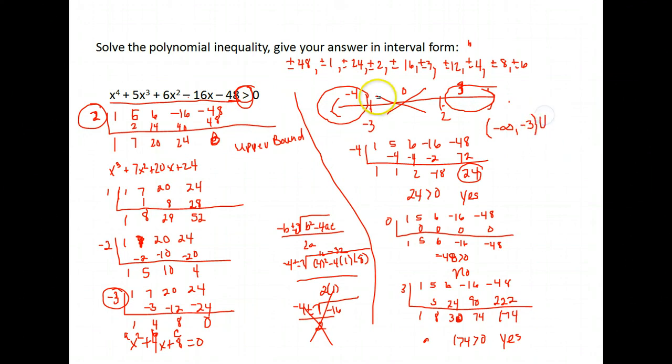Put a little union to join our two sections together, and then we're going from 2 to infinity. Infinity always gets the parenthesis, and then we go again. We only wanted answers greater than, not equal to 0, so we don't want to include the 2. We use a parenthesis there. So there's our answer: negative infinity to negative 3, union with 2 to infinity.